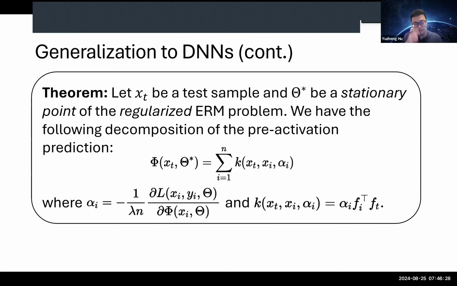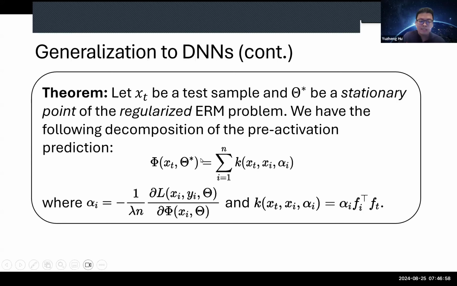Okay, so then after having this, we can just repeat the analysis for the linear models, and then we can have this result for general neural networks. So basically the theorem says that say X is a test sample and theta star is a stationary point of the regularized empirical risk minimization problem. So then we have the following decomposition of the pre-activation prediction.